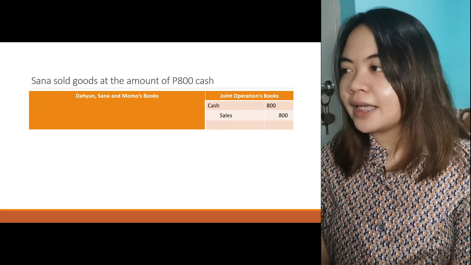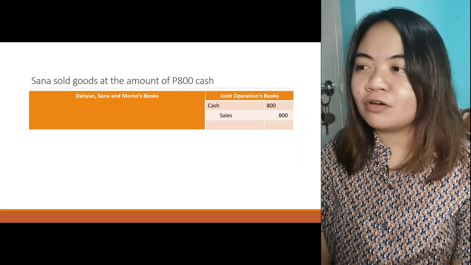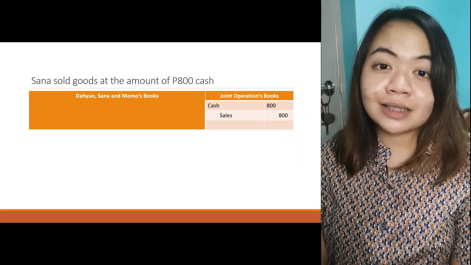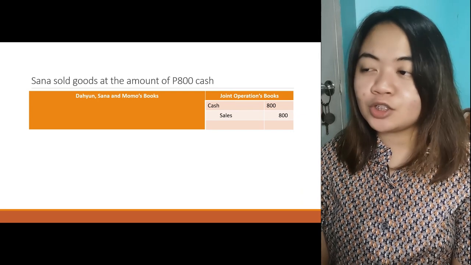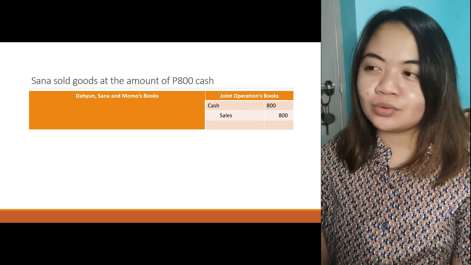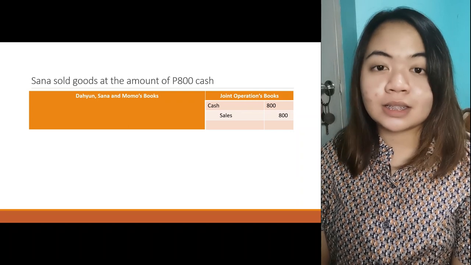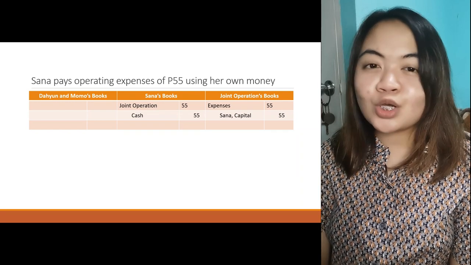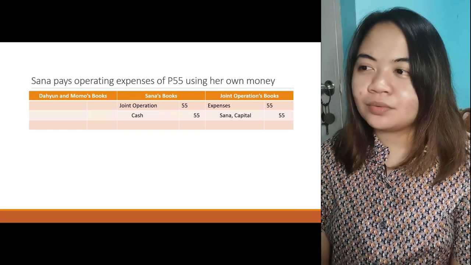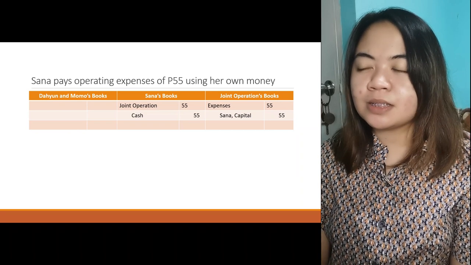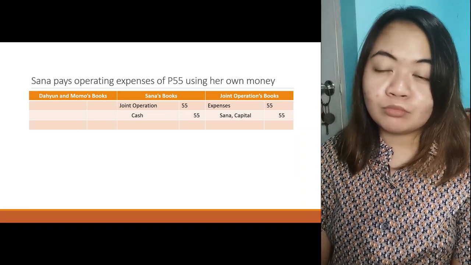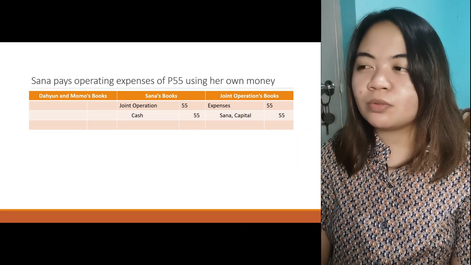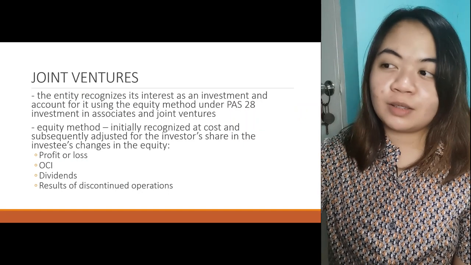Okay? Next. Sana sold goods at the amount of 800 cash. Okay, dahil kay Sana's kay Momo's books wala. Okay, kasi related siya sa joint operation yung sales. So, kanina mo lang share a record kay joint operations book. So, debit cash, 800. Credit sales, 800. Okay? Then, Sana pays operating expenses of 55 using her own money. Okay, so, sa joint operators books, we have debit expenses 55. And, sino ba nagbayad muna? Si Sana. Credit Sana Capital 55. Okay, Sana's books, we have joint operation 55 and then credit cash 55.